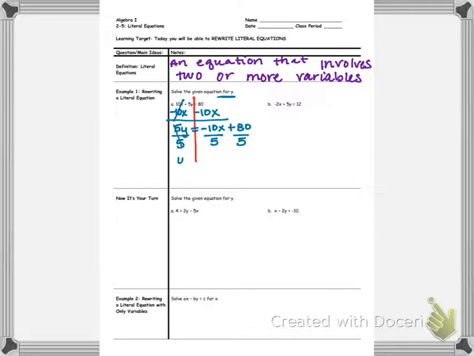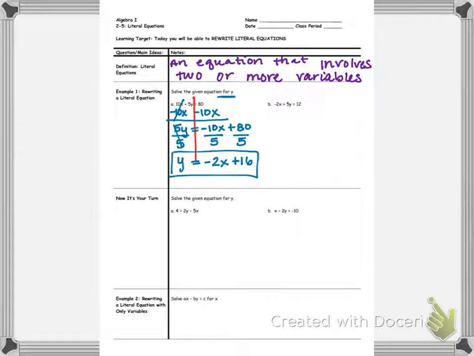These cancel out. I'm left with y equals negative 10x divided by 5 is negative 2x. And then 80 divided by 5 is 16. That is my equation. Okay, that's what I'm solving for. So I solve for y. I know what the value for y is. Y is negative 2x plus 16. Okay, that's the only thing I can do, especially when you're dealing with two variables. That's all you can do right now. So I solved it. Now I have a formula for it, and so I'm done.